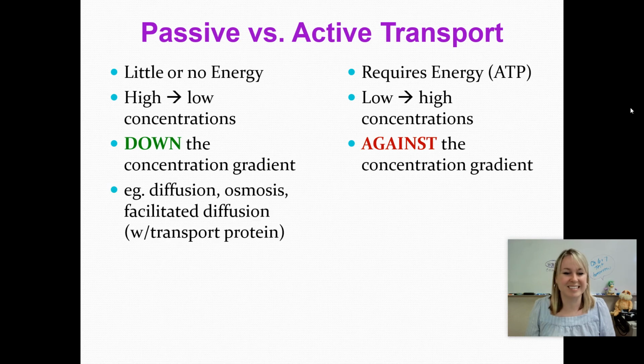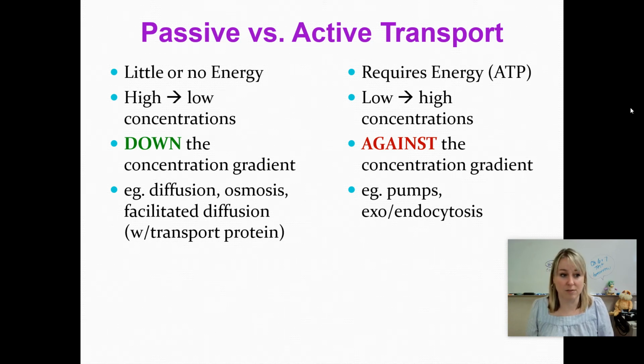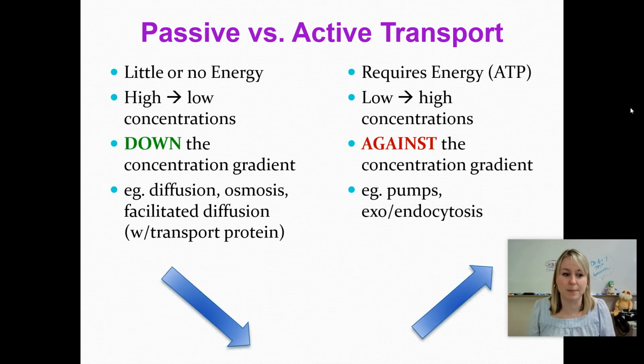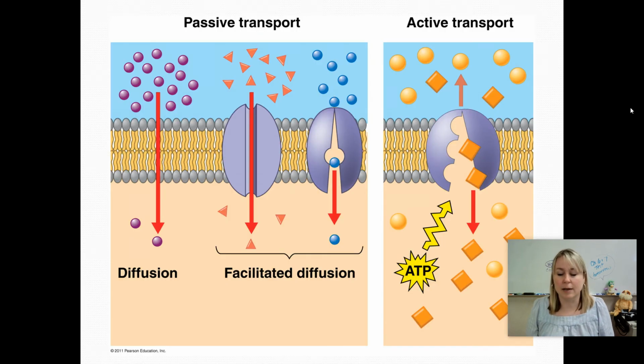Down versus against. And then our examples, passive transport is diffusion and osmosis, which is just diffusion of water, facilitated diffusion with the help of a channel protein or carrier protein. And then our examples for active transport were sodium potassium pumps, and I'm going to give you endo and exocytosis in a minute. Here's picture examples of the different types of transport. Make sure that when you look at this diagram, you can explain what is happening in each one and why they are good examples.